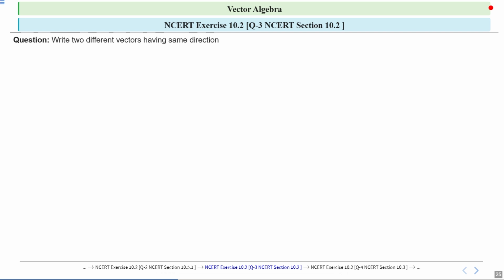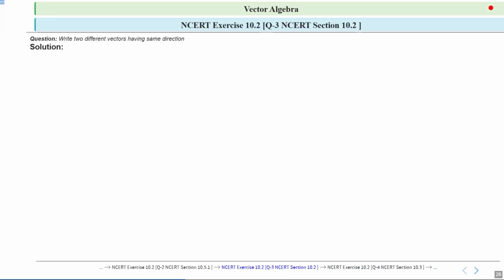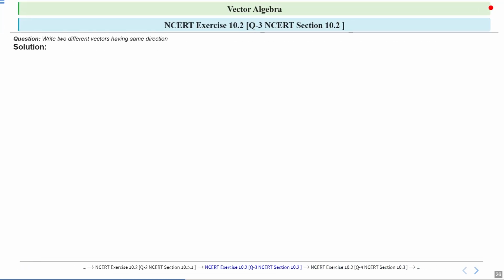So let's move to the next part, NCERT exercise 10.2 question number 3. Write two different vectors having same direction.